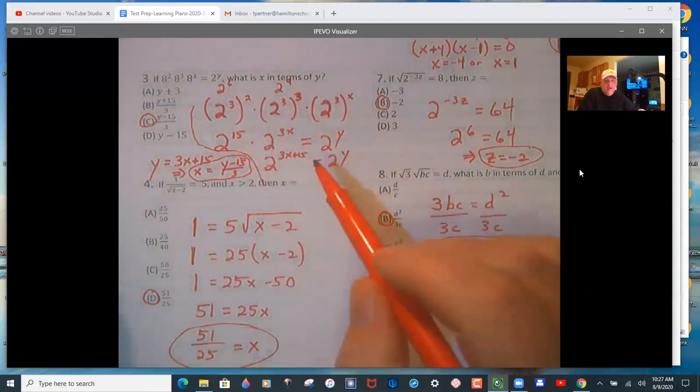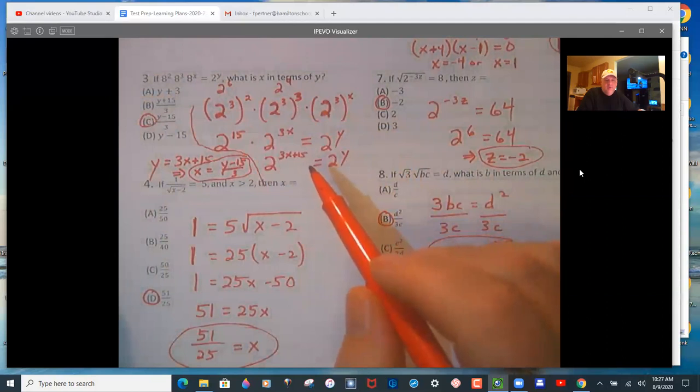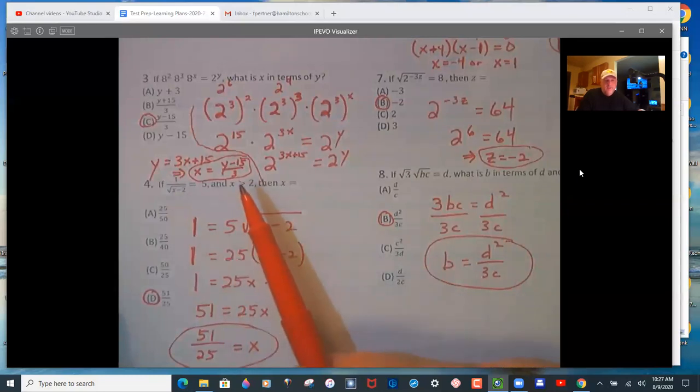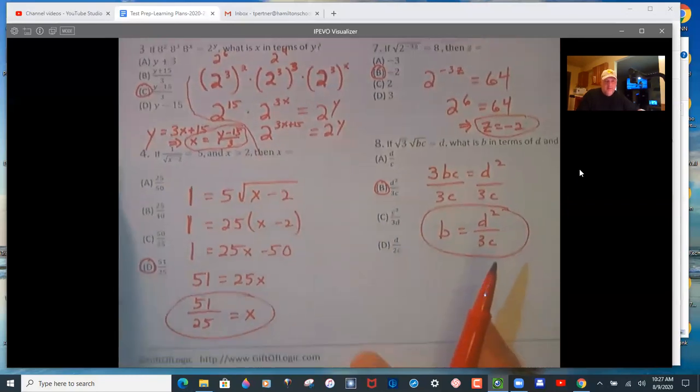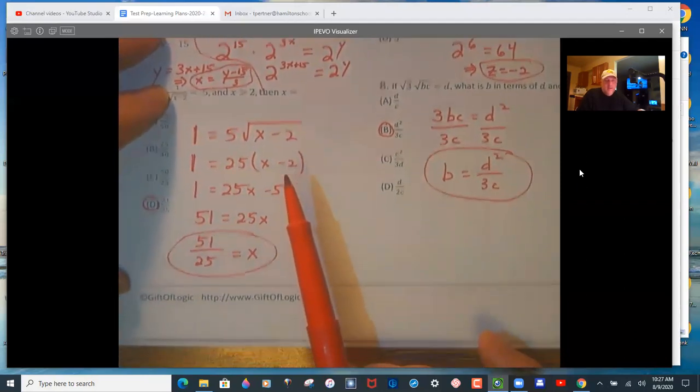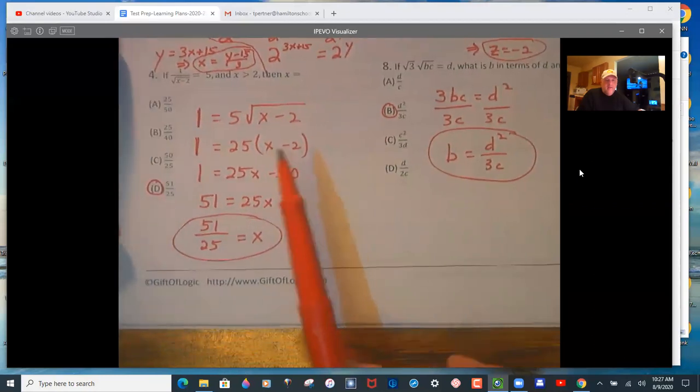and that equals y. And then to make things worse, they don't even say y equals 3x plus 15. You have to take that and solve for x. A really hard problem there, that's for sure. Here, multiply both sides by the square root of x minus 2. Another multiplying to eliminate denominators.